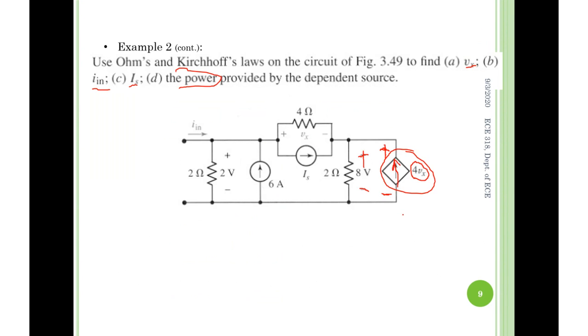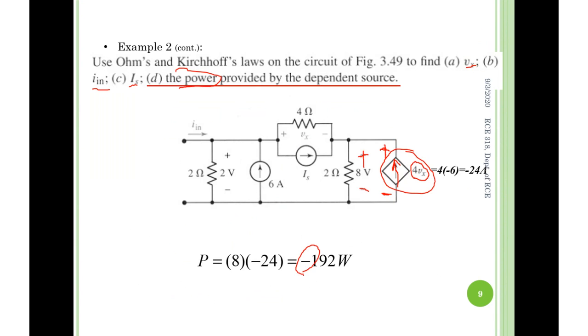The product between the two is equal to power. However, you need to be very careful. This current is leaving the positive polarity and entering from the negative polarity of the voltage. Therefore, what happened? Negative power. Does it make sense?